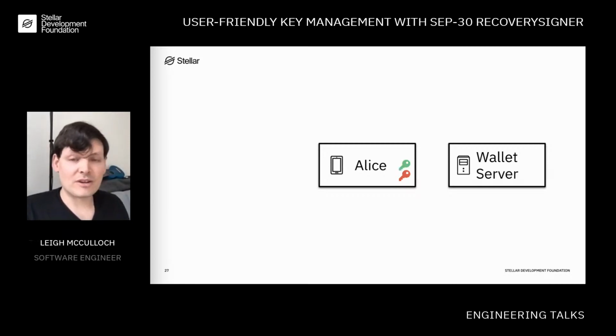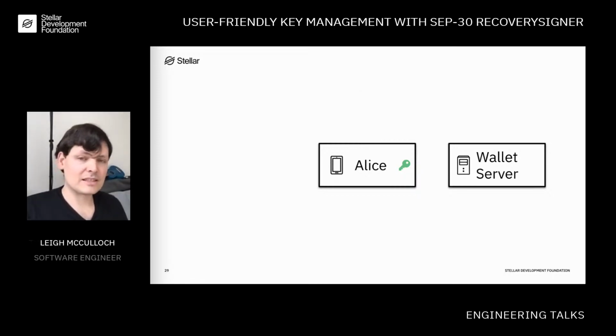Alice's wallet also generates a second key, what we'll call her device key. It's a key that is only for this device to use to sign transactions. In the same way that the master key is not shared with anyone, the device key is not shared with anyone either. Alice's wallet submits a transaction to the network, making that device key a signer of the account and removing the master key as a signer.